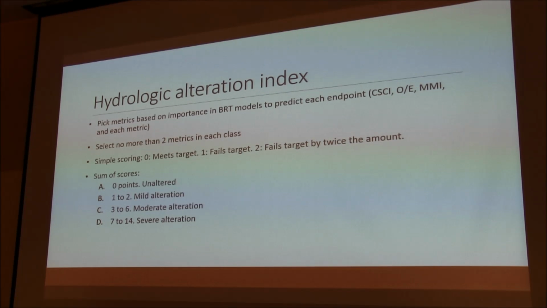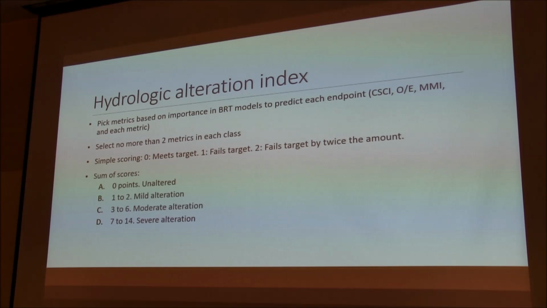As it turned out, the timing metrics didn't really have a good relationship with biology, so we didn't pick any of those. And we applied a fairly simple scoring system. So if our metrics were within our targets, we gave it a 0. If it exceeded a target, we gave it 1 point. And if it exceeded the target by more than twice the target value, we gave it 2 points. And that basically lets you measure some of the severity of alteration. We had 7 metrics, we added up the score, and that gives us an index that ranges from 0 for our hydrologically unaltered systems to 14 for a system that's been pretty severely and pervasively altered.